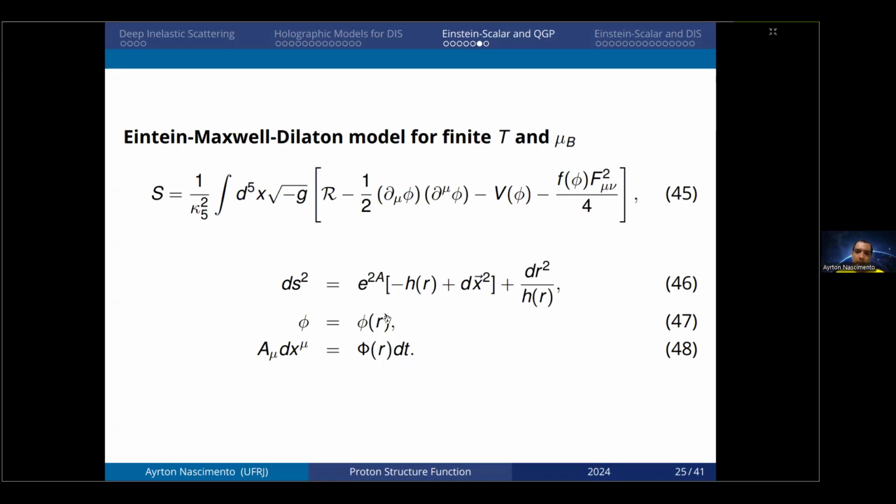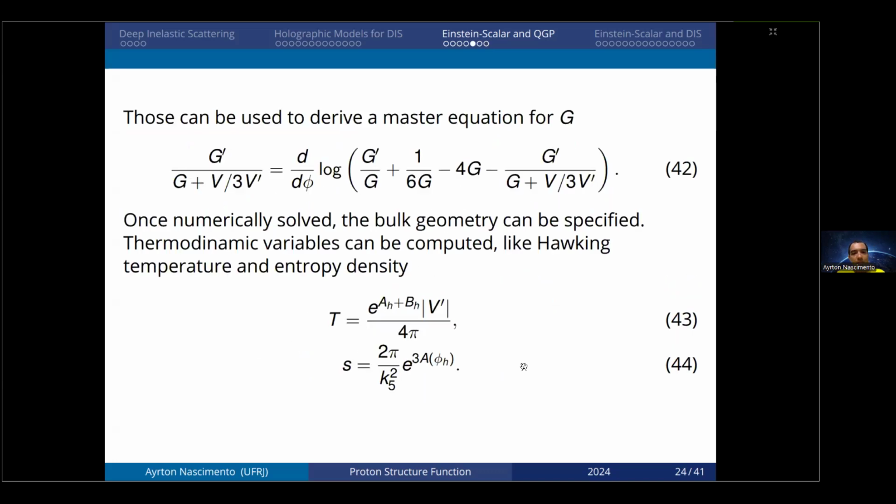You can just have a black hole over here and just have these functions, the electromagnetic field, the A mu field. You can just say that it just has the time component, because this is related to the chemical potential. That's why you assume something like this. And you can work out things like the temperature and the entropy and things related to those.